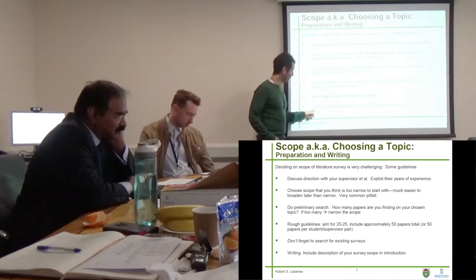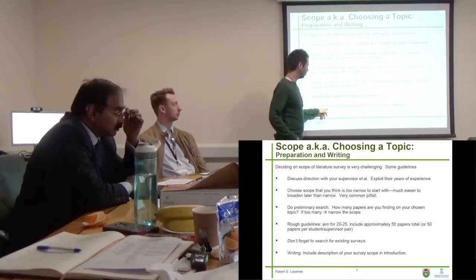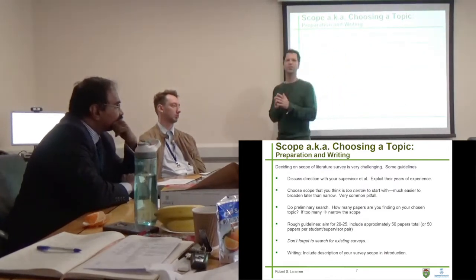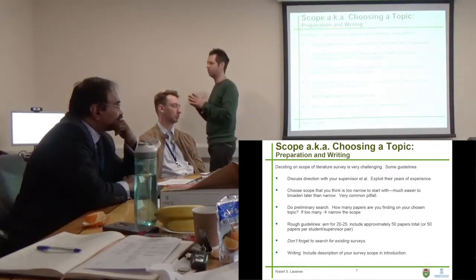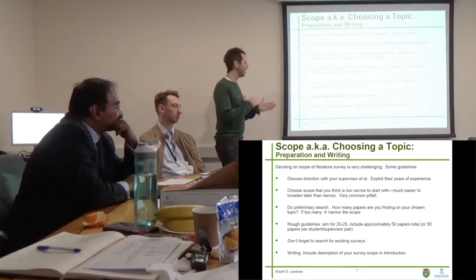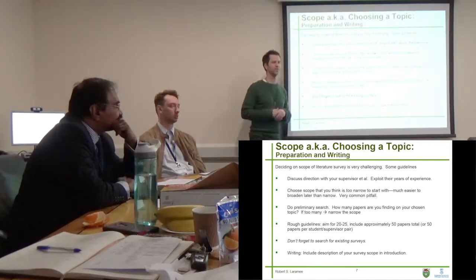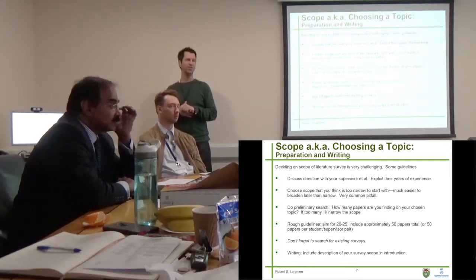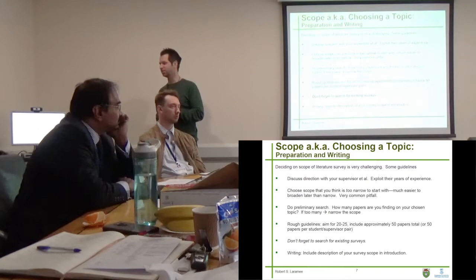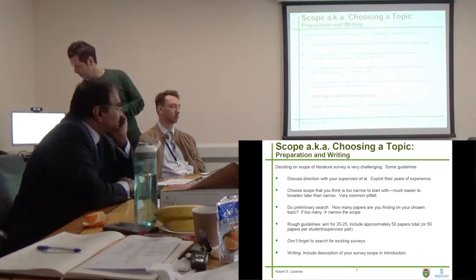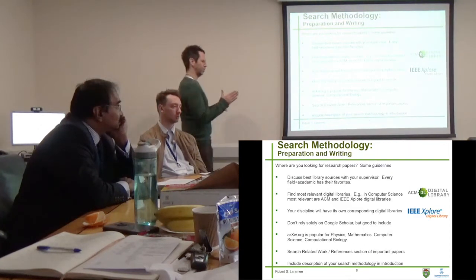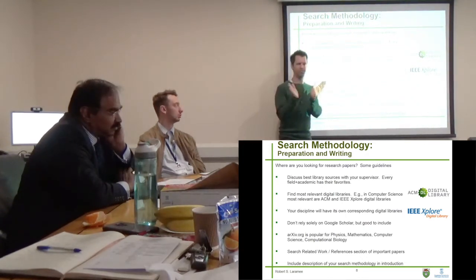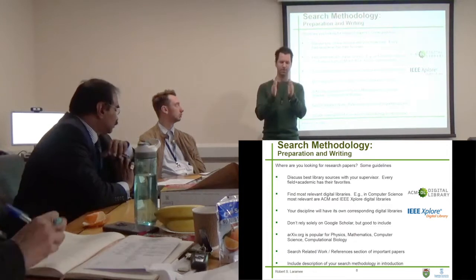And as part of the writing, you actually include a description of the scope in the introduction of your survey. So that's part of the writing. So this is part of the preparation and the writing process. Any questions about scope? It's difficult. Scope topic is difficult because it's difficult to choose how narrow it should be and how broad it should be. It's always this question.